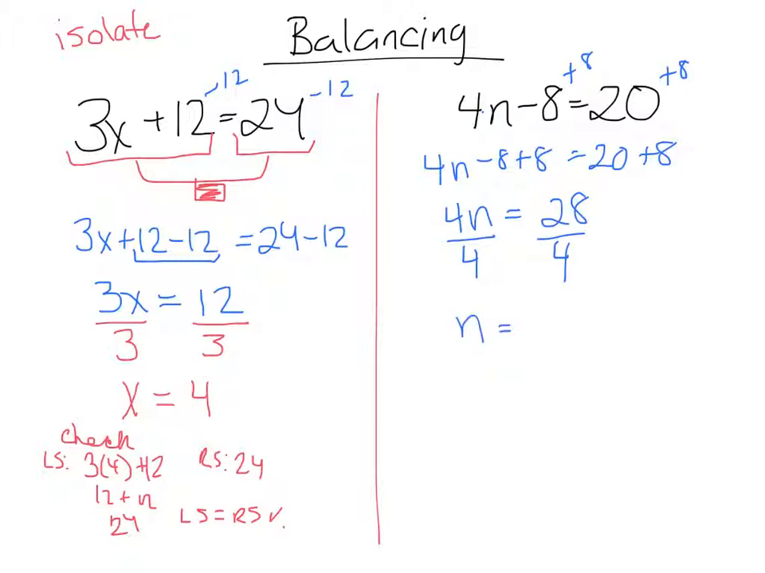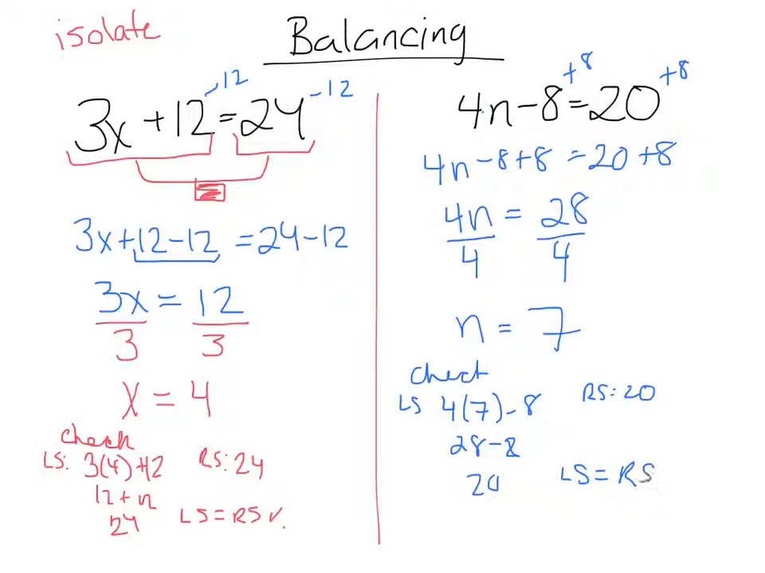We have n, and then does 4 go into 28? Because now that we're comfortable with our fractions, even if it didn't go in, you can either get a fraction or you can use a decimal. So it goes in 7 times, and we can do our check. 4 times 7 minus 8. 7 times 4 is 28. Subtract 8 is 20. So left side, right side is already 20, we don't have to do anything to it. So left side equals right side.